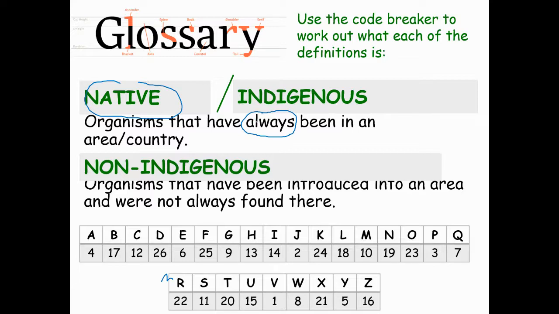However, if I decided after COVID, because it's tempting, that I moved to Spain, I would be considered non-indigenous. People wouldn't say that, would they? They'd call me a tourist. But in biological terms, I'm non-indigenous if I move to Spain because I would be an organism that has been introduced into an area and I wasn't always found there. Okay, does that kind of make sense? So, keywords, indigenous is a species that's always been in that country. And non-indigenous, boys and girls, is a species that has been introduced to a new area. Okay, we're going to go through an example.